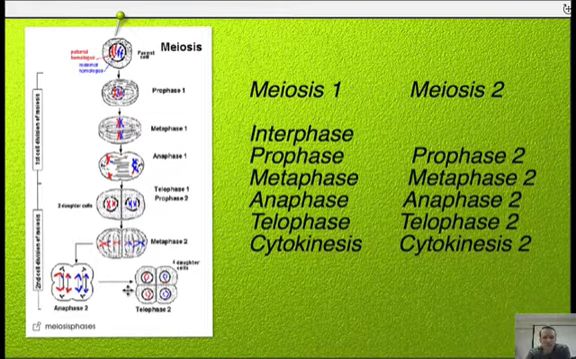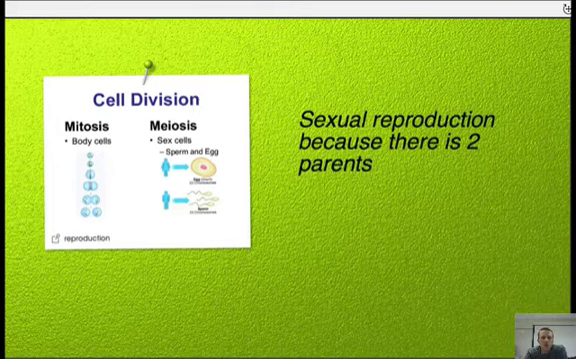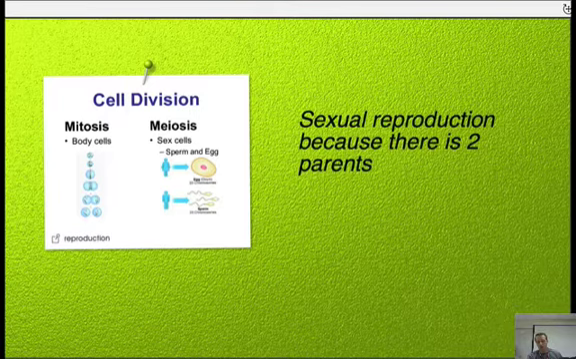Now, I said it earlier too, in the beginning of the video, that meiosis is a type of sexual reproduction because there are 2 parent cells. Remember, you get the sperm from your dad and the egg from your mom. Whereas mitosis, remember, was asexual because you only need 1 parent cell.